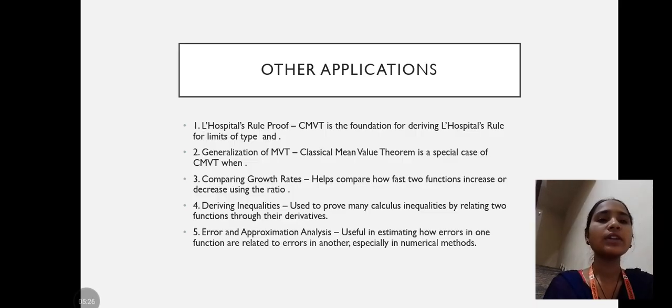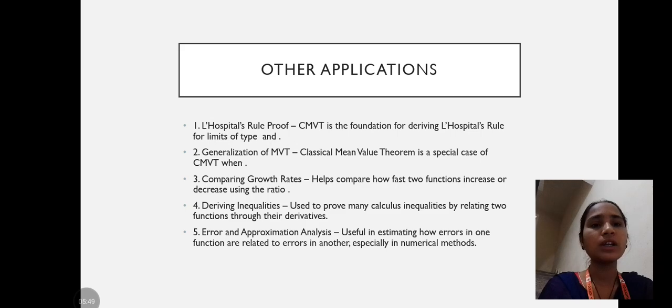CMVT is the foundation for deriving L'Hospital's rule for limits of type 0 by 0, and it is a generalization of the mean value theorem. Mean value theorem is a special case of Cauchy mean value theorem. And then comparing growth rates: it helps compare how fast two functions increase or decrease using the ratio and deriving inequalities. It is used to prove many calculus inequalities by relating two functions through their derivatives.